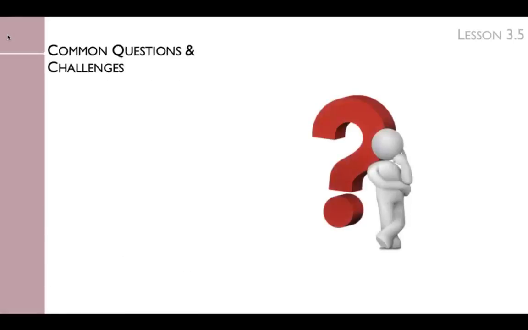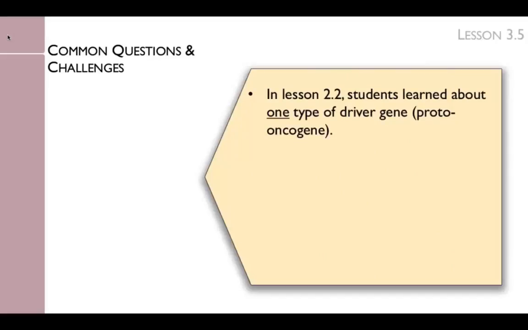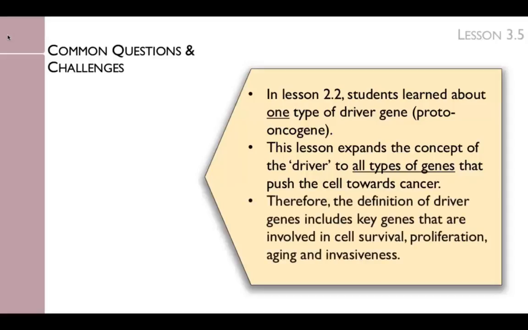One of the most common challenges students have is that the term driver genes in this lesson is different from the drivers of proliferation, proto-oncogenes, in Lesson 2.2. We apologize that the field uses this term in two different contexts. In Lesson 2.2, students learned about one type of driver gene, a proto-oncogene. This lesson expands the concept of the driver to all types of genes that push the cell towards cancer. Therefore, the definition of driver genes includes key genes that are involved in cell survival, proliferation, aging, and invasiveness.